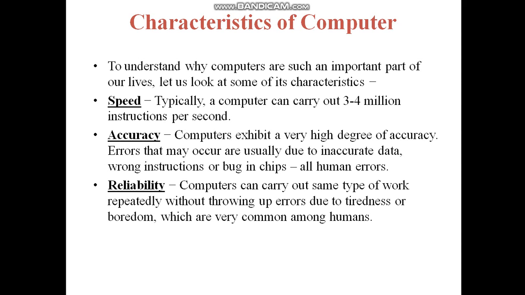Next is accuracy. Computers exhibit a very high degree of accuracy. Errors that may occur are usually due to inaccurate data, wrong instructions, or a bug in the chips. All are human errors. If we make a mistake in some spelling when giving an instruction, then it will create some bugs or errors. Next is reliability. Computers can carry out the same type of work repeatedly without throwing up errors due to tiredness or boredom, which are very common among humans.